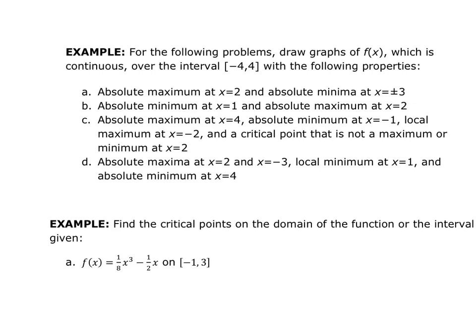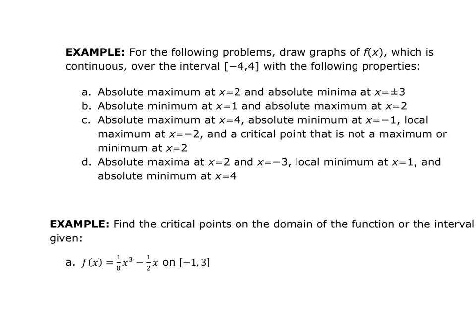B is a different graph, still going from -4 to 4, but you have an absolute minima at 1 and an absolute maxima at 2. C is another graph, still going from -4 to 4. On C, you're starting with an absolute maxima at x equals 4, an absolute minima at -1, a local at -2, and a critical point that is not a maxima or minima at x equals 2.